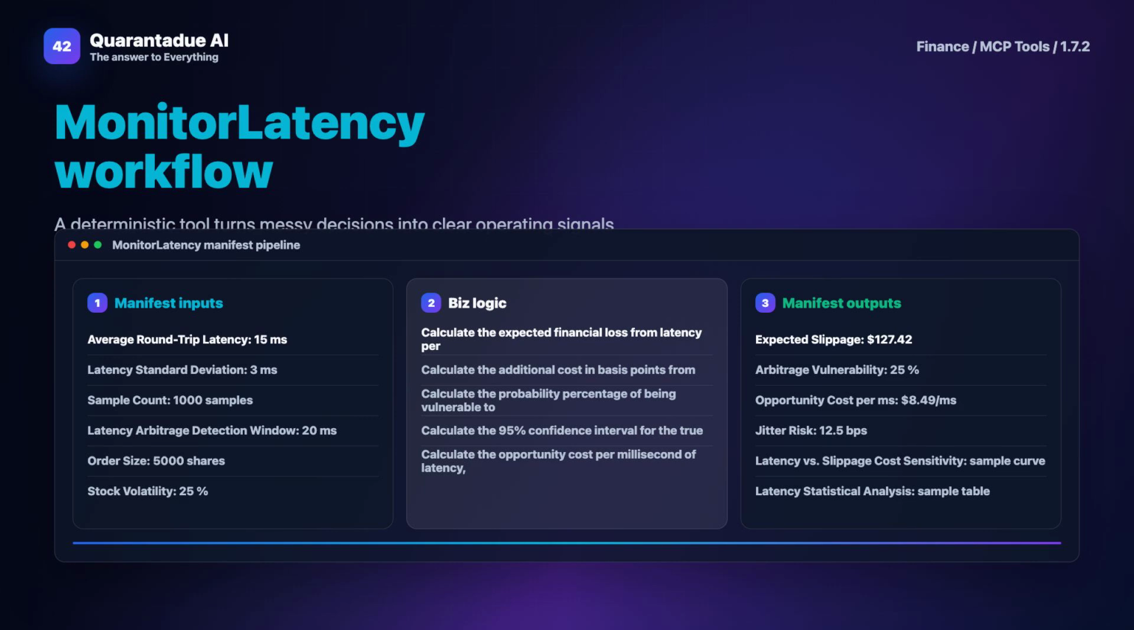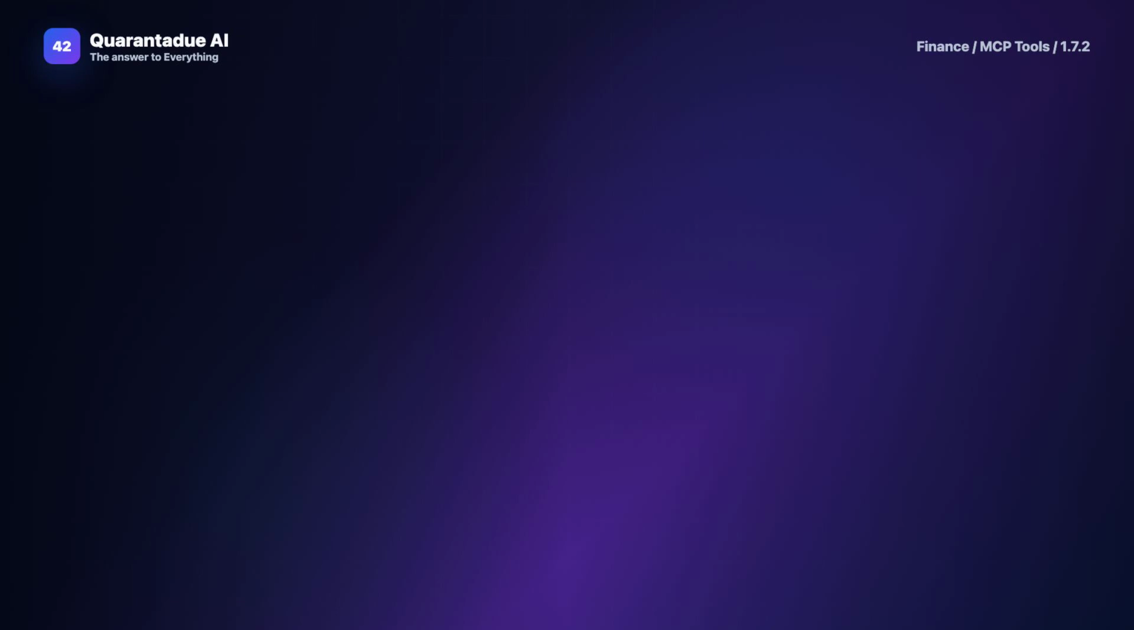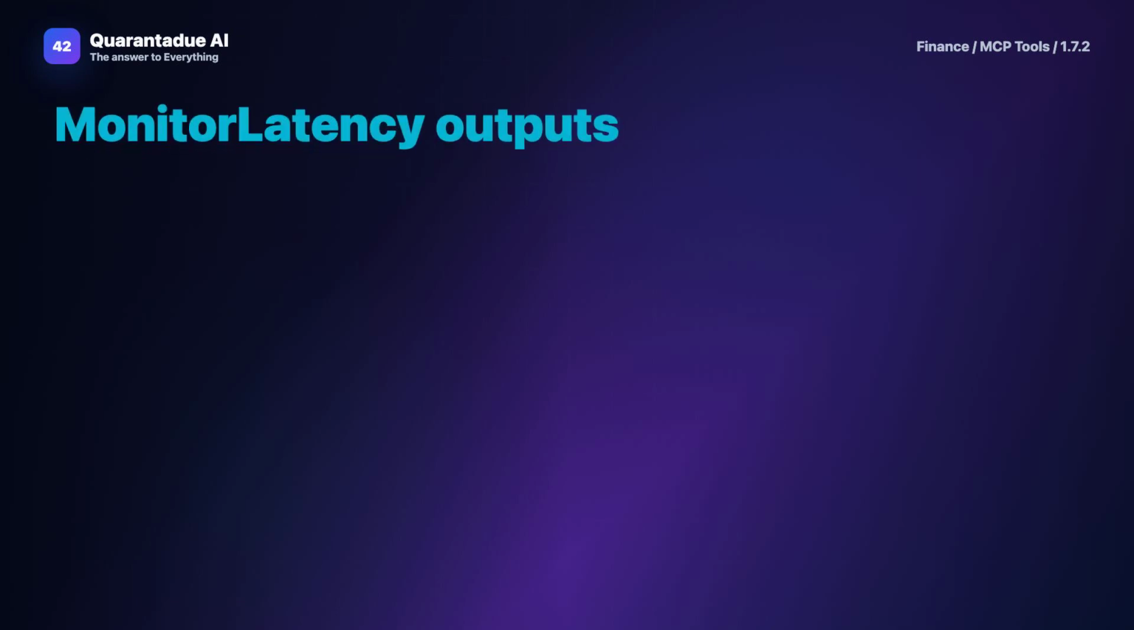MonitorLatency ingests latency metrics from all points in your trading infrastructure. It normalizes this data, establishes intelligent moving baselines, and flags deviations in real time. The core is its calculation engine. It models how observed latency would have altered the execution of your recent trades or live orders. It provides an audit trail for every alert, crucial for compliance and post-trade analysis.